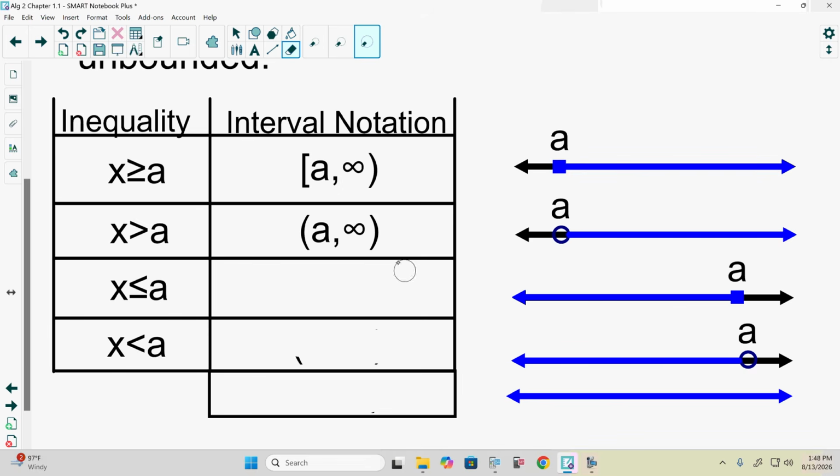We also have the other direction, that it's less than a. If it's going to be less than this point, that means we're going to negative infinity. Same setup, just depending on if a is included or not. If a is indeed included, it is equal to it, we have a bracket. If it's not included, it is a parenthesis.